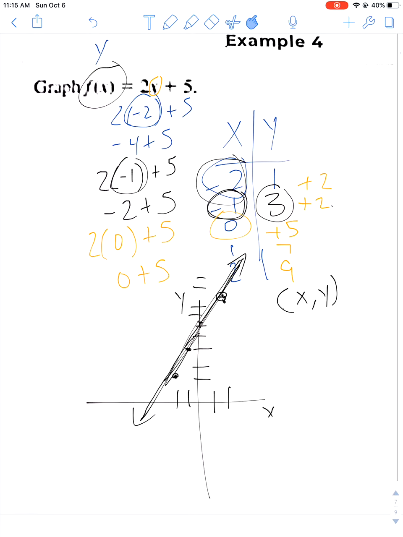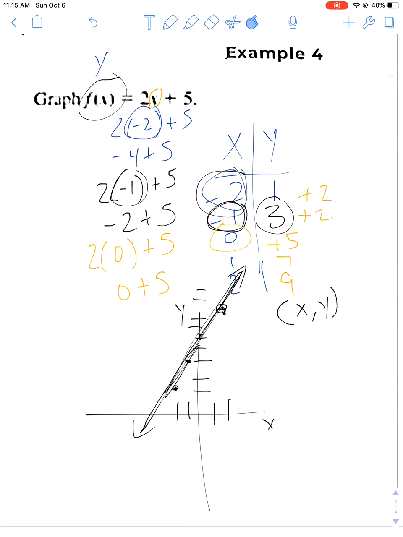Okay. So make your table, plug it in, find your values. There should be a pattern here going on, and you should be able to figure it out and then plot it. So let's look at one more.